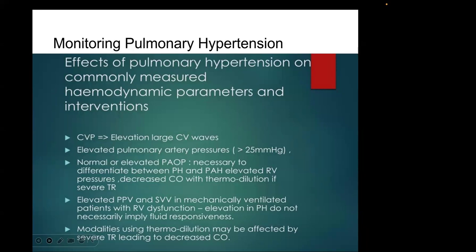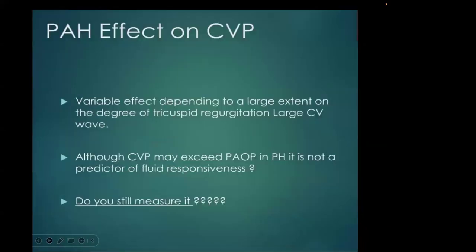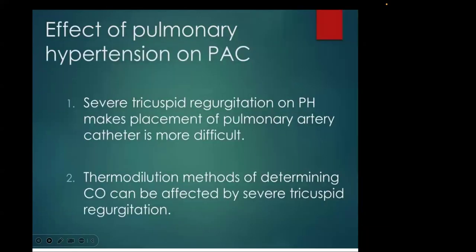Elevation in pulmonary hypertension does not necessarily imply fluid responsiveness. Measurement using thermodilution may be affected by severe TR, leading to decreased cardiac output. Pulmonary hypertension has a variable effect on CVP, depending to a large extent on the degree of tricuspid regurgitation, with a large CV wave. Although CVP may exceed PAOP in pulmonary hypertension, it is not a predictor of fluid responsiveness. Do you still measure?